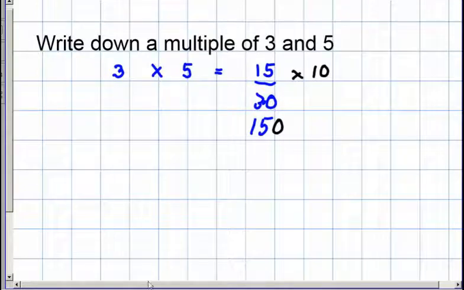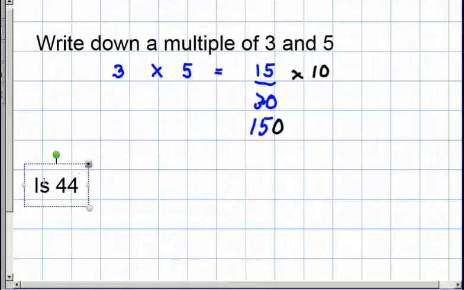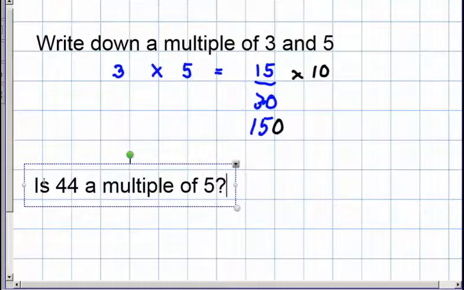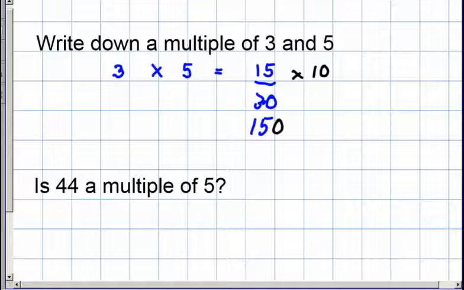Right. Now, the final type of question you might get is this. Is 44 a multiple of 5? Now, 44, is it a multiple of 5? In other words, is there some number I can multiply 5 by so that it's equal to 44? Well, I could try it. I could write down all the numbers you get by multiplying 5 by a number.